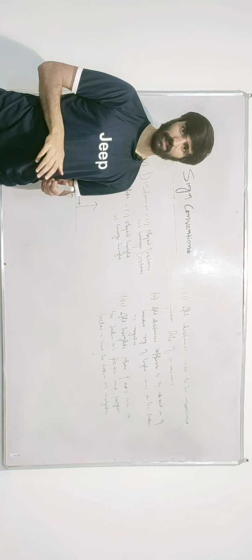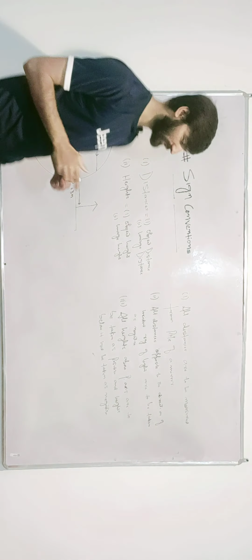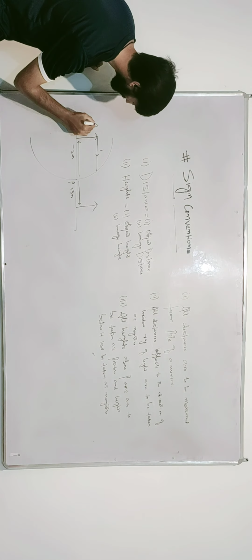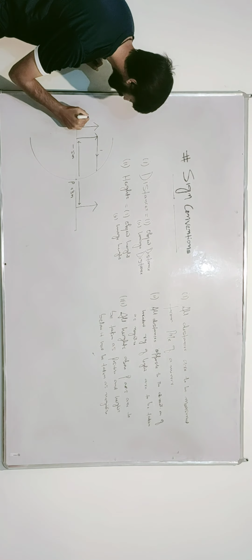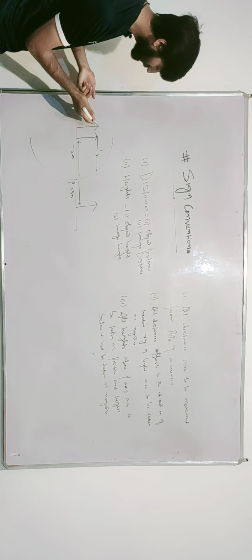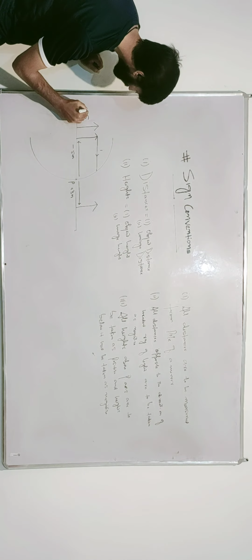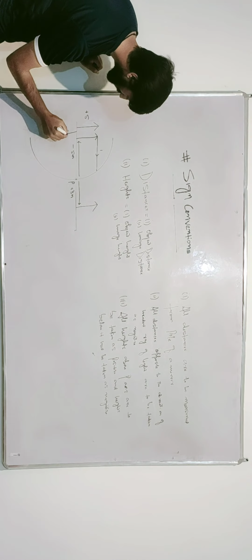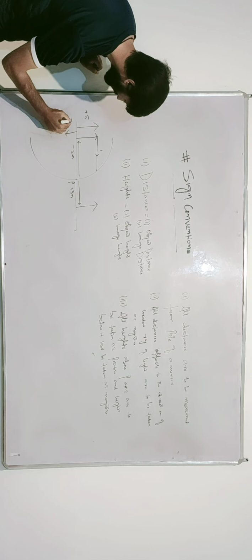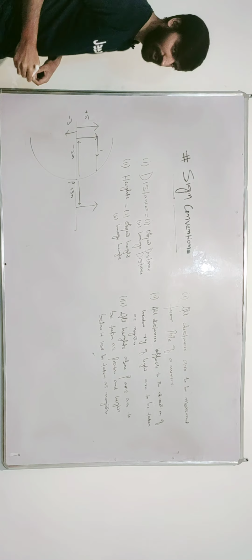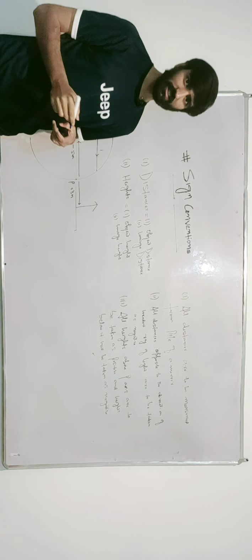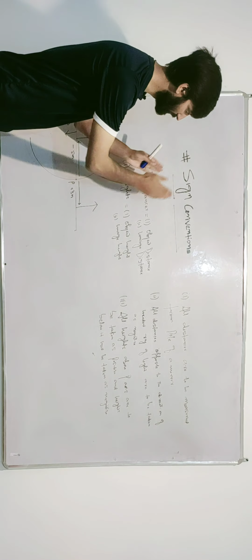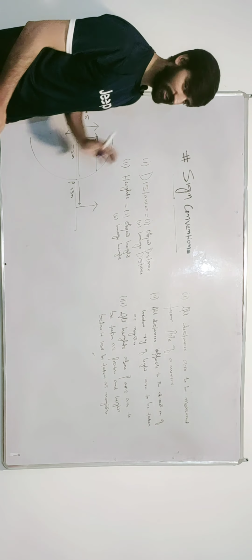Let's try to understand. Suppose I have an object above the principal axis, and its height is 5. Because it is above the principal axis, its height will be plus 5. If it is below the principal axis, suppose its height is 3, that height will be minus 3, because it lies below the principal axis. That's why we use all these conventions while measuring the distances and the heights. Hope you understand. Thank you.